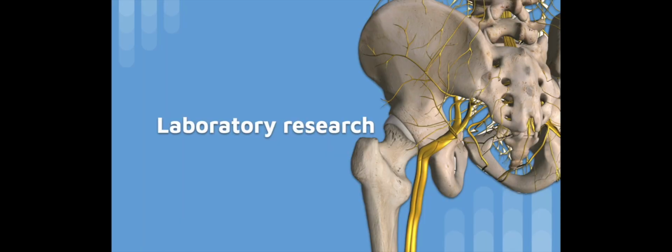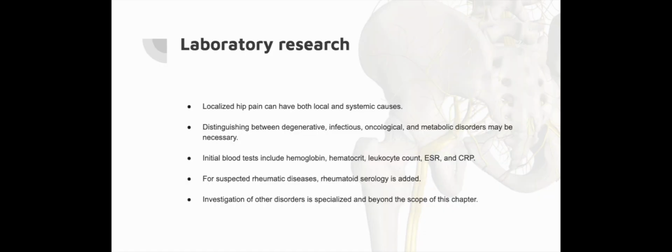The next chapter is on laboratory research. In addition to a local cause, localized complaints can also be related to systemic disorders. Differentiation between degenerative disorders on the one hand and infectious, oncological, or metabolic disorders on the other may be necessary in less specific cases. Initially, the blood tests include determination of hemoglobin levels, hematocrit, leukocyte level with differentiation, ESR, and CRP. When rheumatic diseases are suspected, they are supplemented with the determination of rheumatoid serology. Research into these types of disorders is highly specialized, and the discussion therefore is beyond the scope of this video.